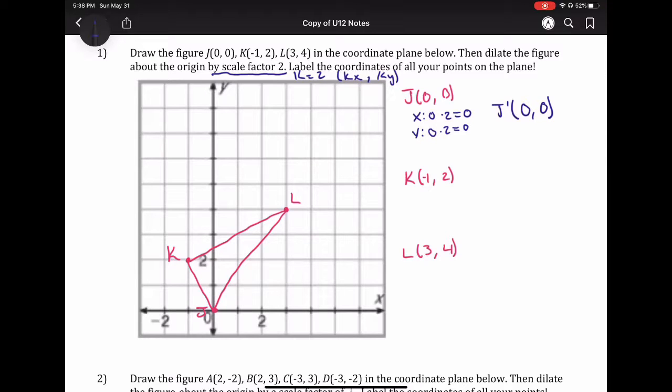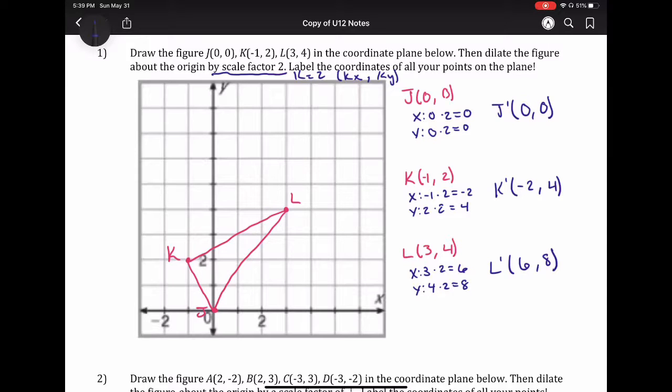All right, my point K, I have x of -1. -1 times my scale factor of 2 is equal to -2. I have my y. We have positive 2 times scale factor of 2 is equal to positive 4. So my new K is at the point (-2, 4). My point L, I have an x of 3. 3 times the scale factor of 2 is equal to 6. My y of 4 times the scale factor of 2 is equal to 8. So my new L is at the point (6, 8).